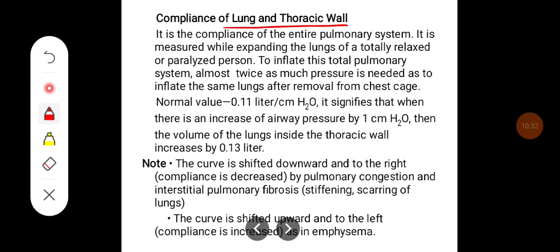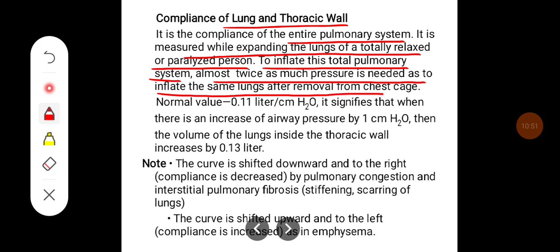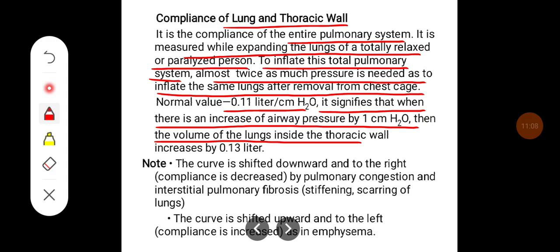Compliance of the lung and thoracic wall is the compliance of the entire pulmonary system. It is measured while expanding the lungs of a totally relaxed or paralyzed person. To inflate this total pulmonary system, almost twice as much pressure is needed as to inflate the same lungs after removal from the chest cage. The normal value is 0.11 liter per centimeter of water. It signifies that when there is an increase in airway pressure by 1 centimeter of water, the volume of the lungs inside the thoracic wall increases by 0.13 liter.